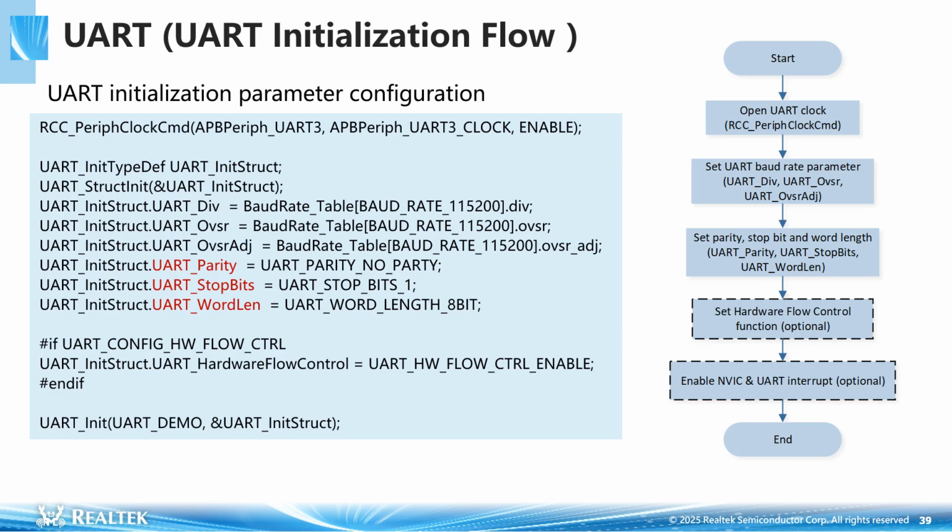Step 4. Optionally, set up hardware flow control. Step 5. Set the UART interrupt trigger level. Step 6. Initialize the UART peripheral based on the parameters set in the previous steps. Step 7. Configure the UART interrupts.